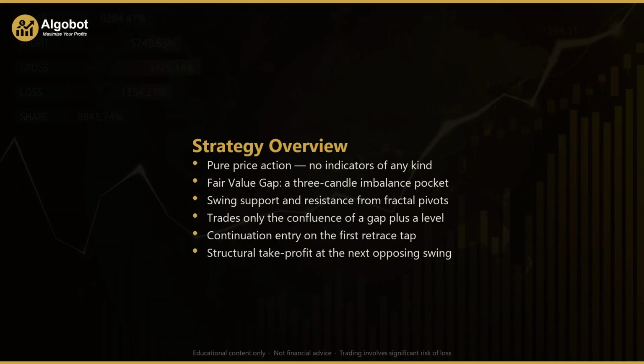On their own, each of these signals fires far too often to be useful. The edge here is the confluence. The expert advisor only acts when a fresh gap is sitting right on top of a structural level, a bullish gap launched off swing support, or a bearish gap dropped off swing resistance. A lone gap, or a lone level, is simply ignored.